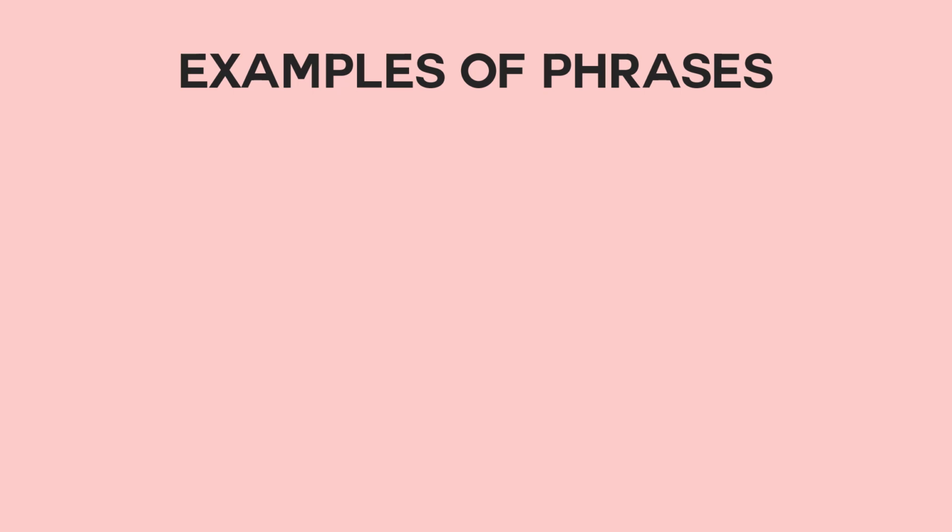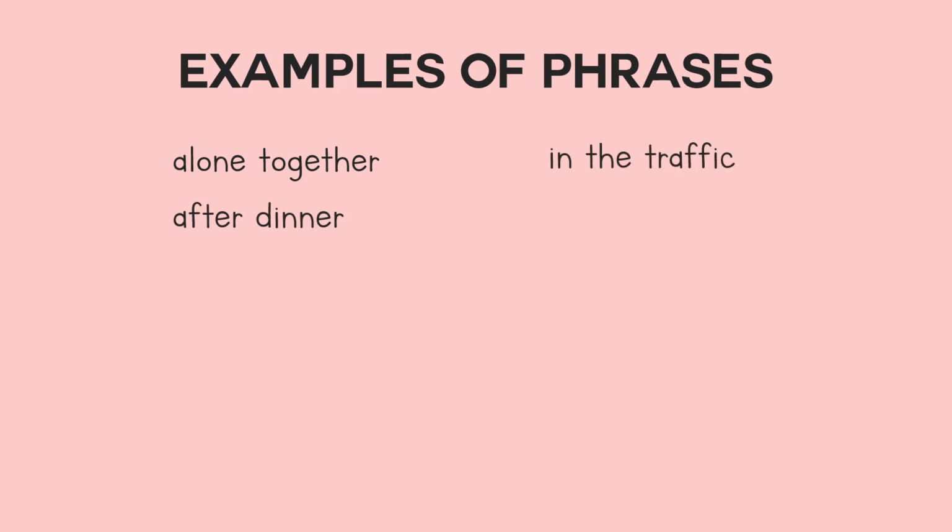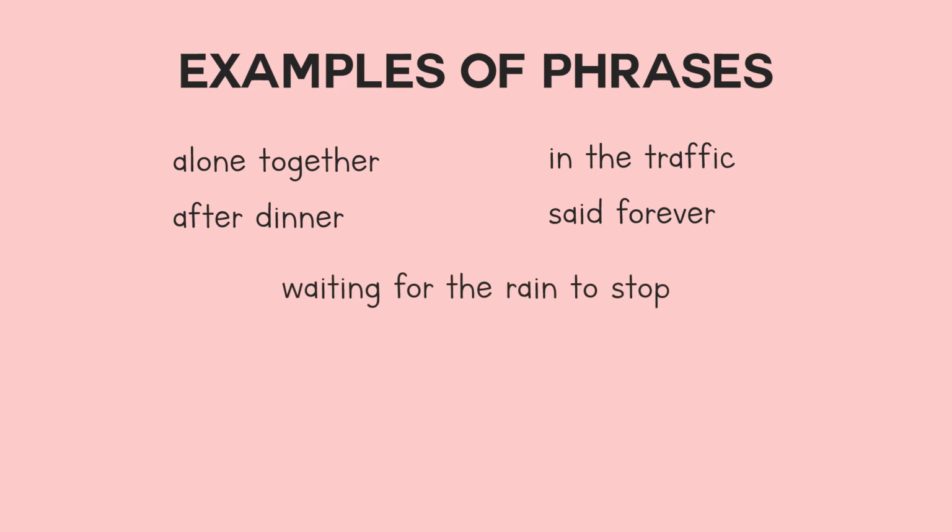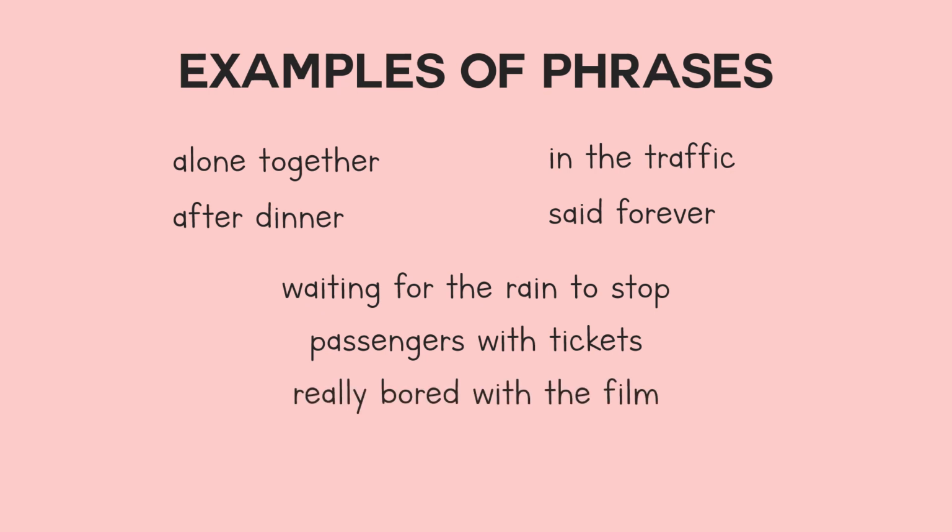Here are examples of phrases. Take note, they don't have a subject and they don't have a predicate. They are simply a group of words. They can be very short or they can be long. For example: alone together, after dinner, in the traffic, said forever, waiting for the rain to stop, passengers with tickets, really bored with the film, and behind a large brown couch.